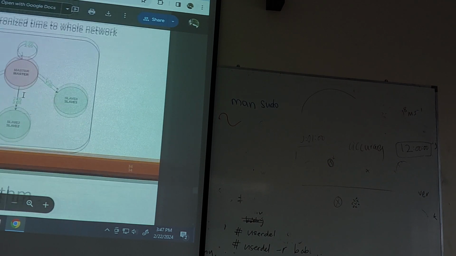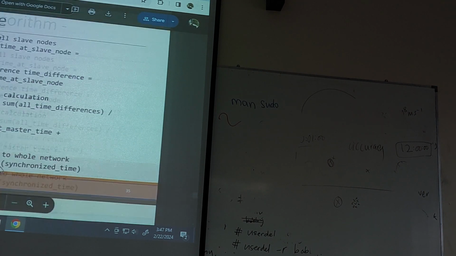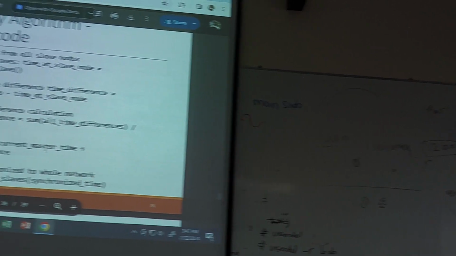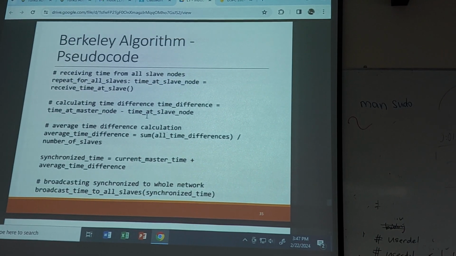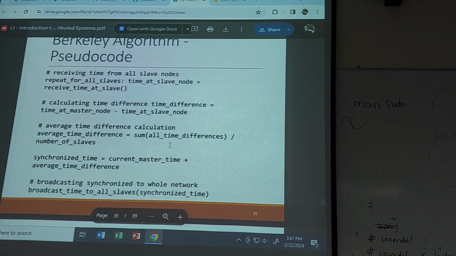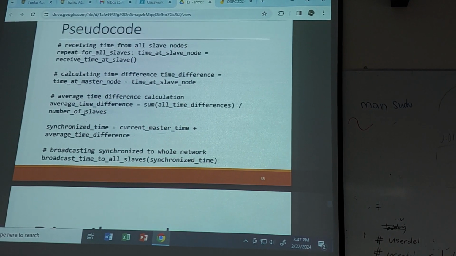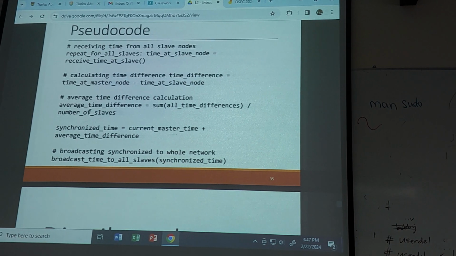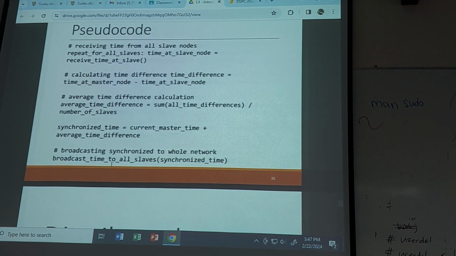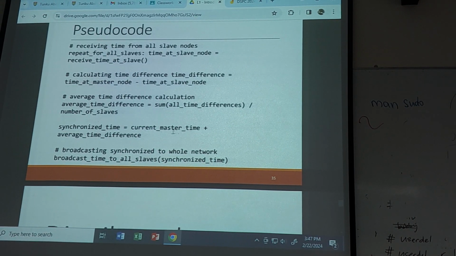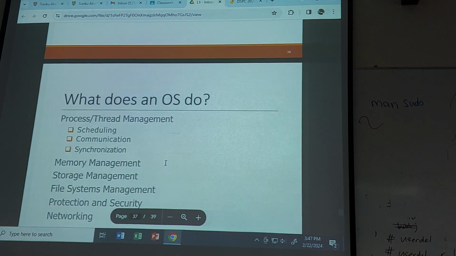Whatever I mentioned just now is here with the code and all that. You can see for yourself. Get the time differences, sum all the time differences, and divide by the number of slaves. That will be the average time. It can be positive, it can be negative. Then you add it to the master time, and then you distribute it.